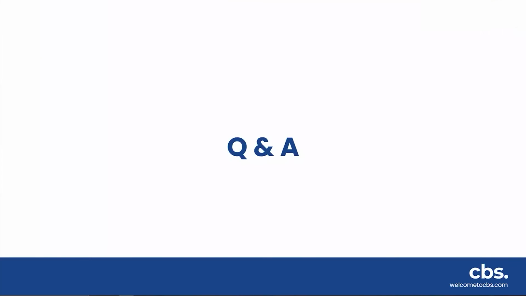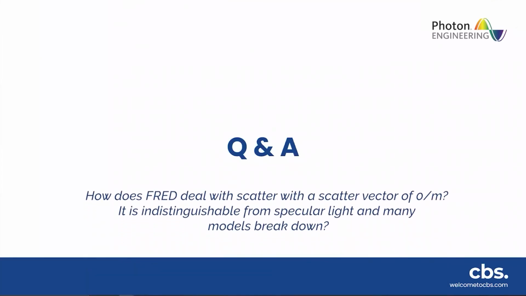Question from Martin here. How does Fred deal with scatter with a scatter vector? Well, in terms of the other models that Fred has, it's statistically unlikely for the scattered ray to take the exact same path as the specular ray, to the point that it almost virtually never happens. So in terms of the energy calculations overall, it doesn't have that big of an impact, generally speaking.